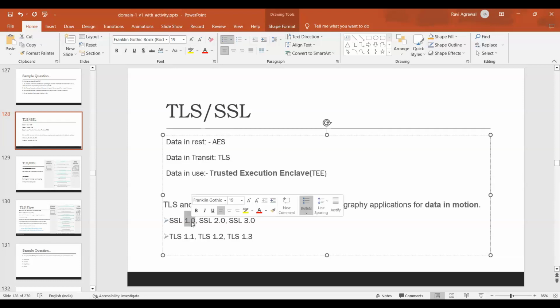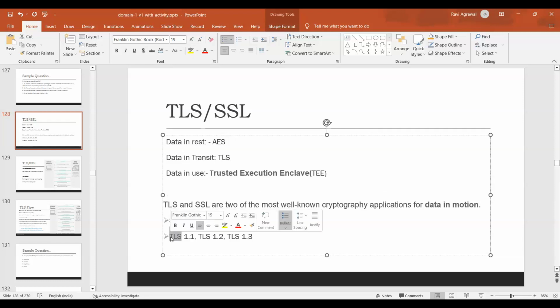It started with 1.0, 2.0, 3.0, and some attacks happened on this. Then they started the same thing as a new version with the new name TLS. Now TLS 1.0 and 1.1 are also deprecated. TLS 1.2 and 1.3 are used in industry, and 1.2 is quite accepted as of now. 1.3 is still new and the industry has not moved to TLS 1.3 fully as of now. So industry is using TLS at least 1.2.